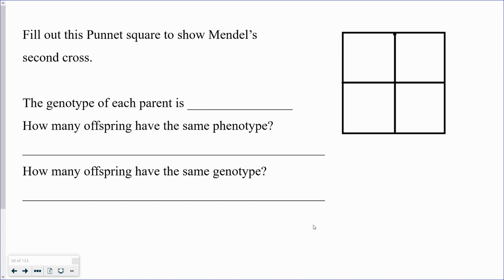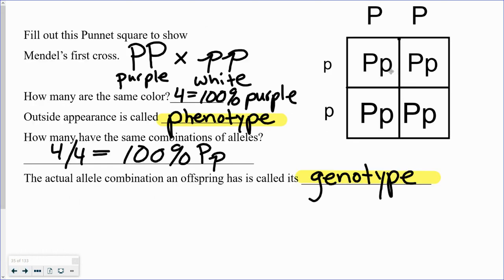Okay, so Mendel in his second cross takes the offspring from his first cross. Remember, they all came out purple, right? And if you remember back a few videos, we didn't understand why they came out all purple. He just bred the true breeding purples with the true breeding whites, and he got all purples.